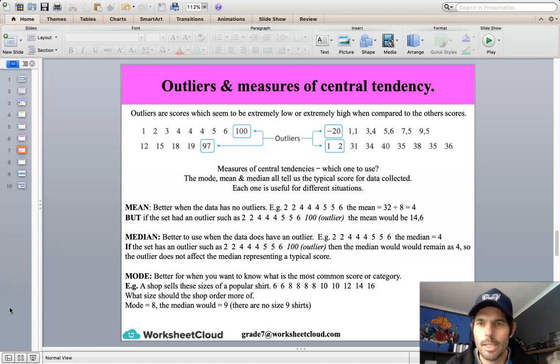measure of central tendency. So your mean is better when the data has no outliers. So my example I've given you there is I've given you a list of numbers which add up to 32. There are 8 of them. So 32 divided by 8 is 4. So your mean is 4. But if your set had an outlier, and I've included the number 100, that would make your mean 14.6. So you can see that outlier changes the average or the mean quite substantially. Okay, so it's better to use the mean when there's no outlier.